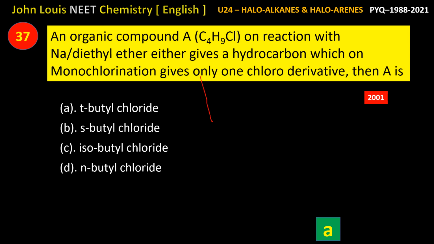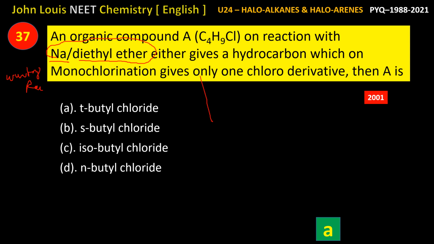An organic compound A, C4H9Cl, on reaction with sodium in diethyl ether, once we see this reagent, we should know what type of reaction it is going to be. Wurtz reaction. It gives a hydrocarbon which on monochlorination gives only one chloro-derivative. Then A is, so they are given four options.